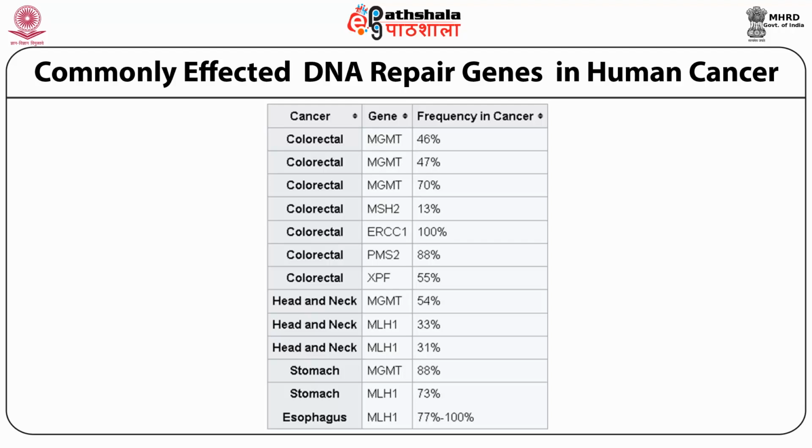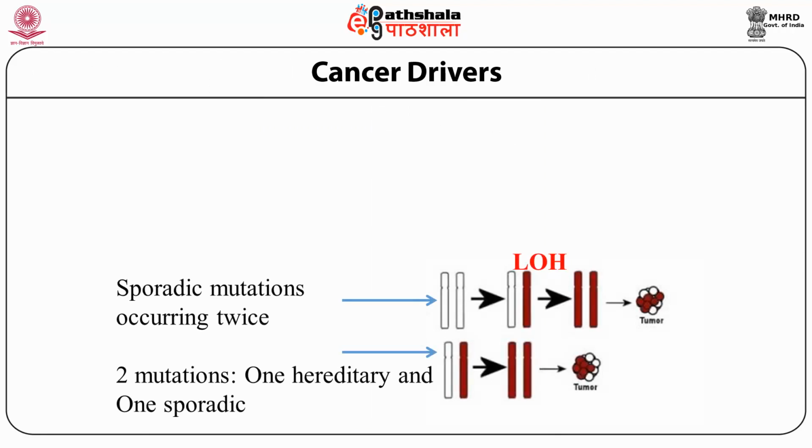Similarly, the gene MLH1 is associated with hereditary non-polyposis colorectal cancer or HNPCC. And this gene product prevents the mismatch and errors during DNA replication, and this gene is often mutated in colorectal cancers. The various cancer drivers, for instance, include the oncogenes and the tumor suppressors, which are frequently mutated in various cancers.